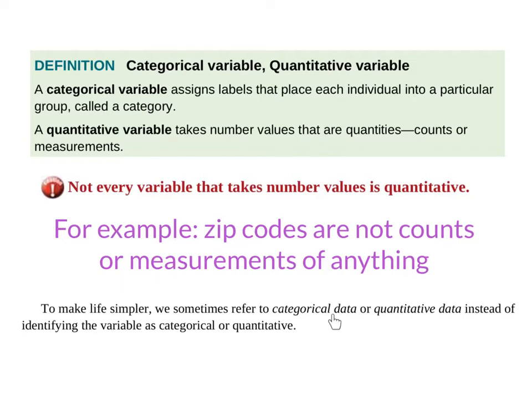Something that our book says that I really like is, to make life simpler, we sometimes refer to categorical data or quantitative data instead of identifying the variable as categorical or quantitative.